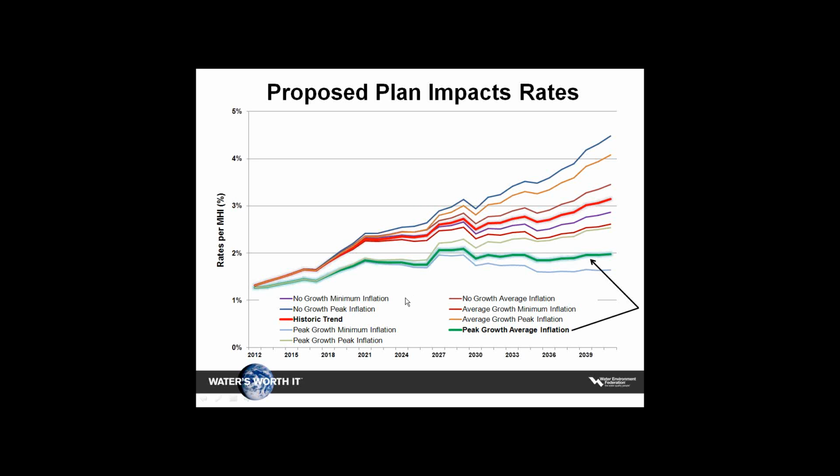If we have no growth, we have effective growth, we have peak growth, the historical trends, all the items are listed there. And the bottom line of this is there's only 2 rate scenarios that would allow us to afford to do these projects and still be within or around the 2% of median household income. And that, as you see, is peak growth with average inflation.